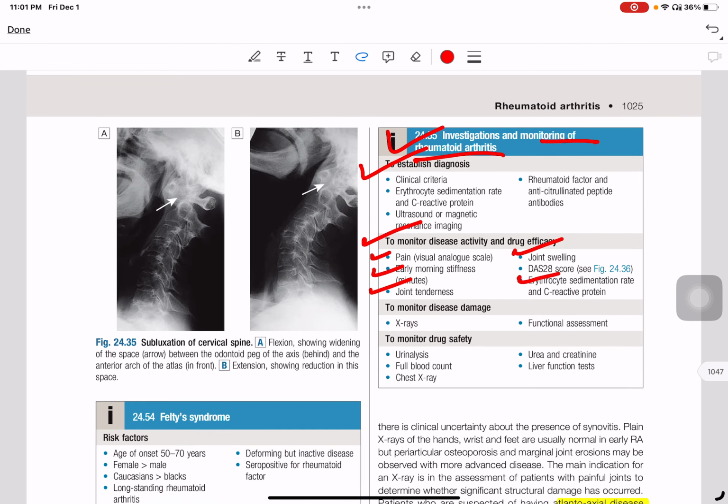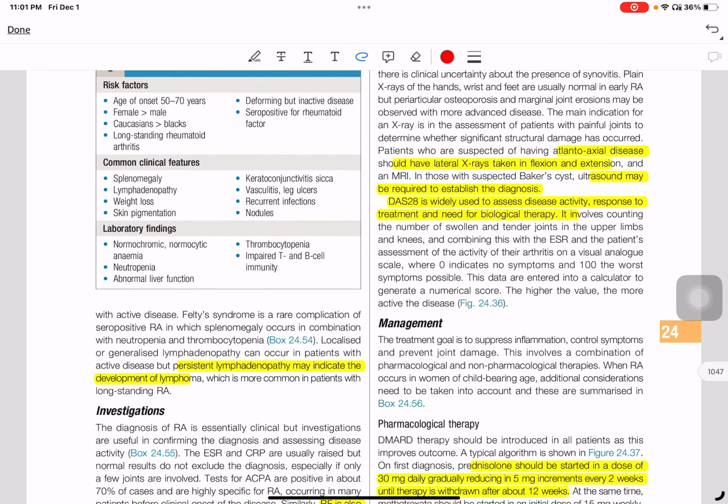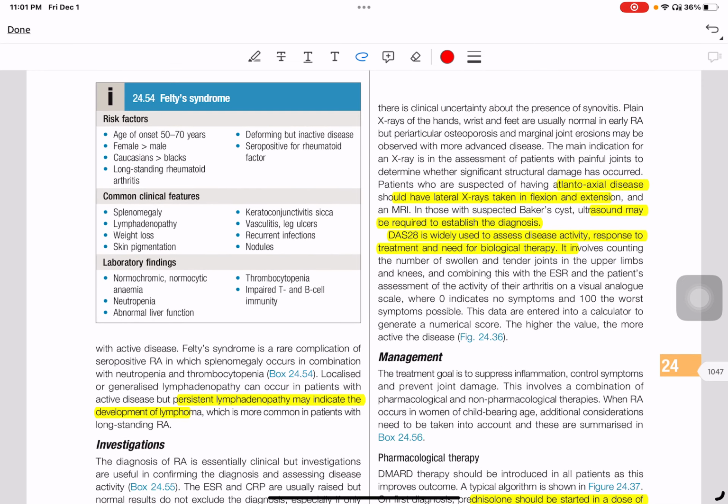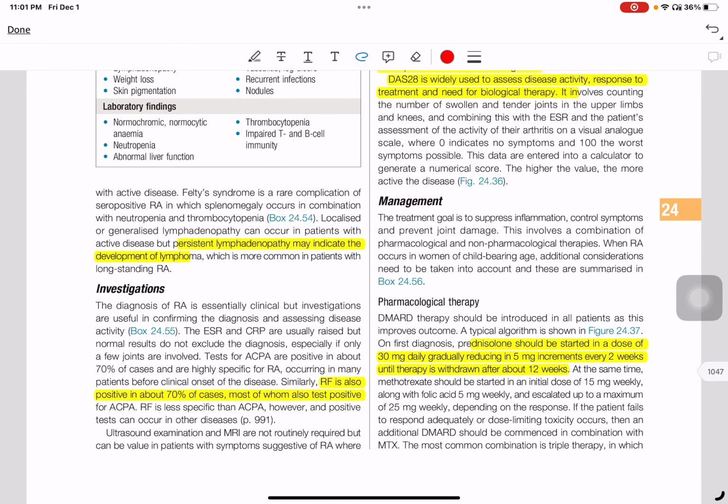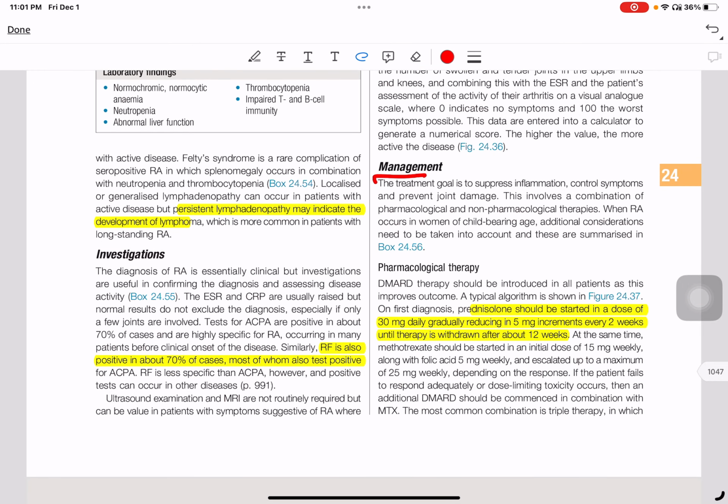To monitor the joint damage, we do functional assessment and X-ray. And for drug safety, we check full blood count, liver function, kidney function, urine analysis, and chest X-ray for monitoring of the drug safety. So in the management, the aim of the treatment is to suppress inflammation, control symptoms, and prevent joint damage. This involves a combination of pharmacological and non-pharmacological therapies.